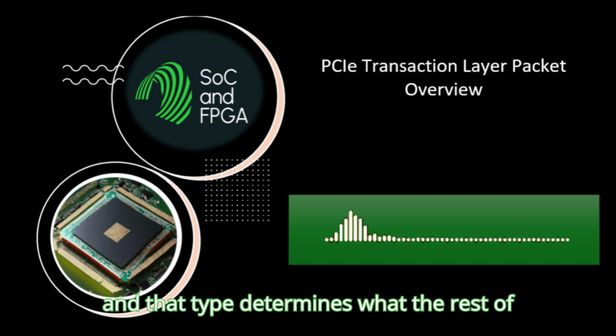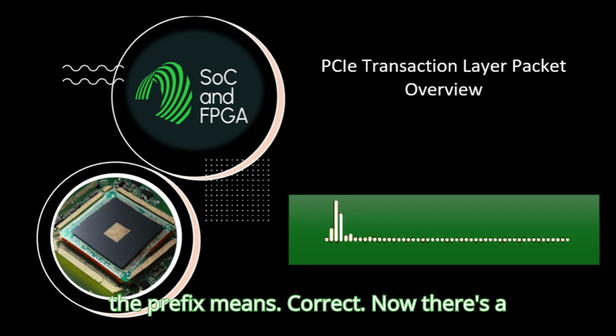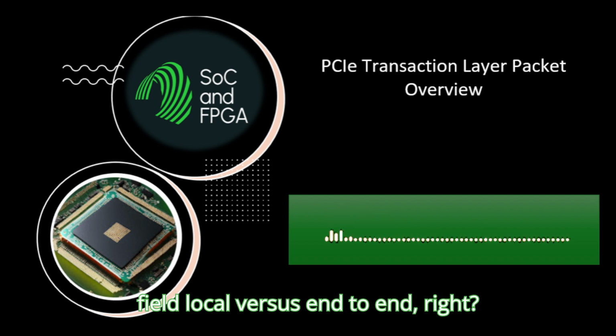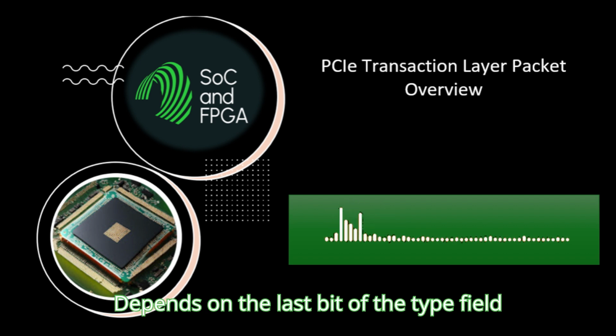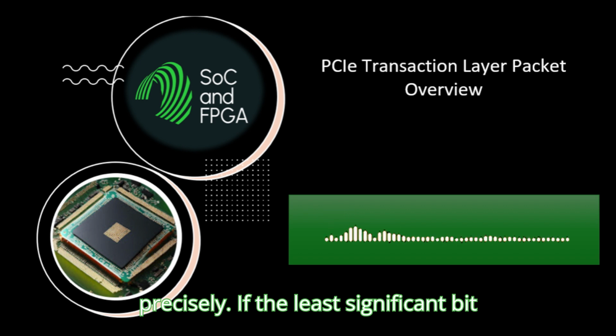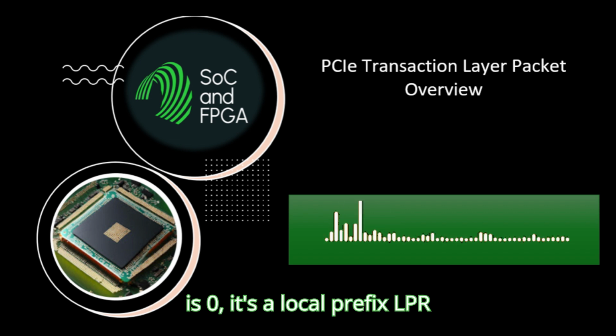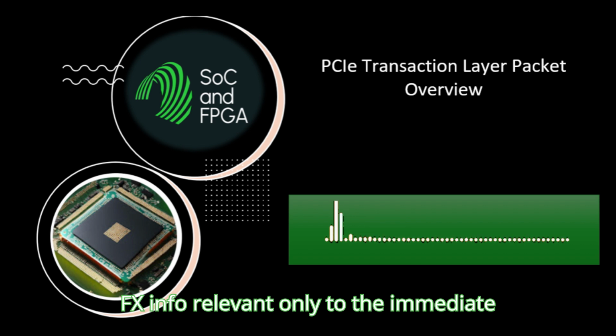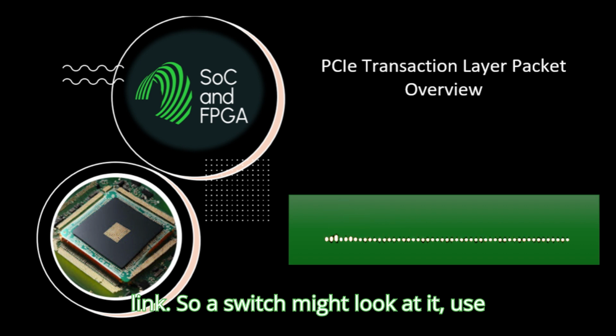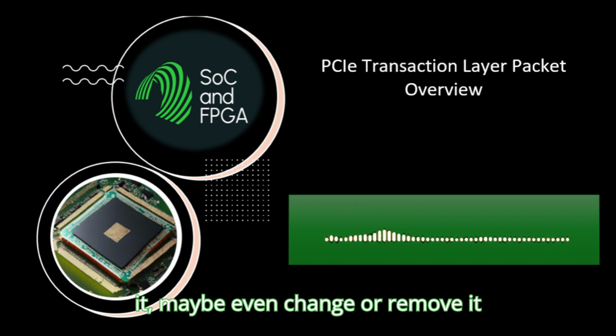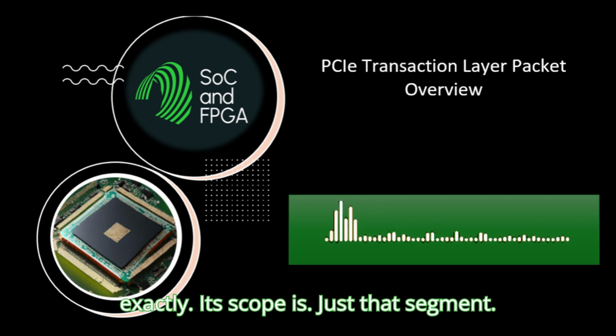And that type determines what the rest of the prefix means. Correct. Now, there's a key distinction based on that prefix type field, local versus end-to-end. Right. Depends on the last bit of the type field. Precisely. If the least significant bit is 0, it's a local prefix, LPRFX, info relevant only to the immediate link. So a switch might look at it, use it, maybe even change or remove it? Exactly. Its scope is just that segment.